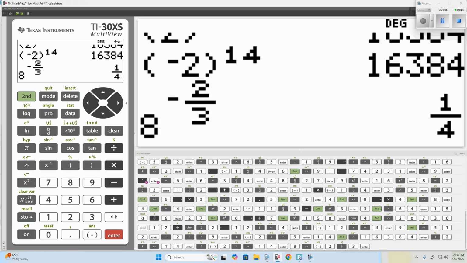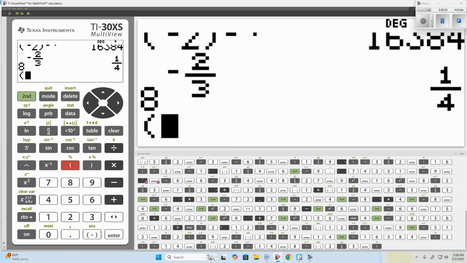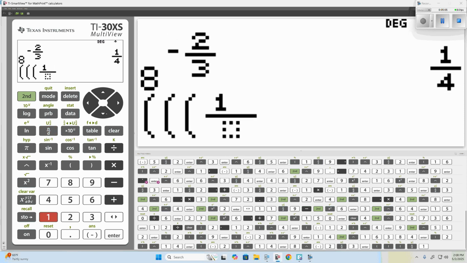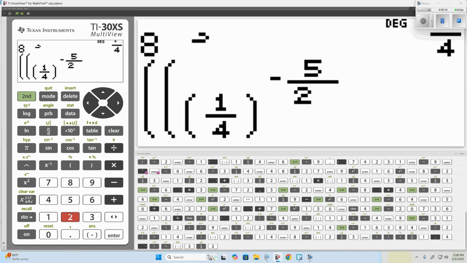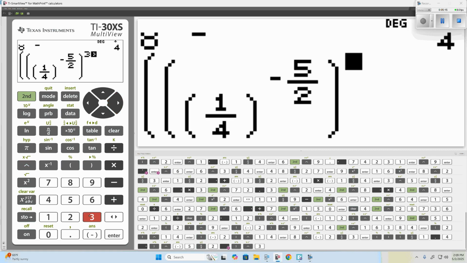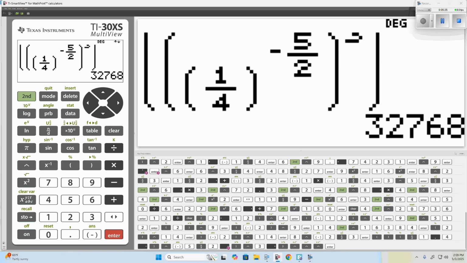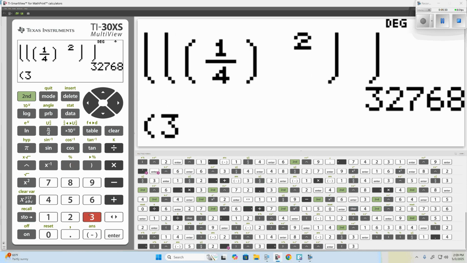So what would we type in for number 6? That would be, so 1, 2, 3 parentheses, then 1/4, close parentheses, to the negative 5 halves, then to the third. Yep. Well, it's just saying we can't type anything else after that. It's run out of space. But I know that 1/4 to the negative 5 halves to the third is 32,768.